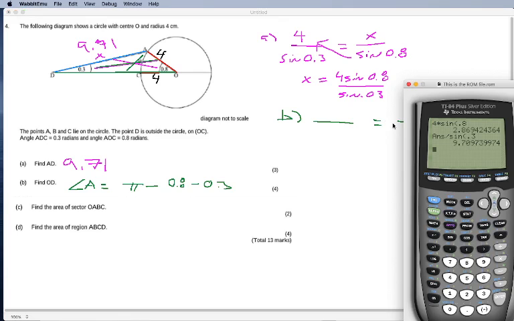Let's just quickly figure that out. If I go second function pi minus 0.3 minus 0.8, that gives us 2.041.